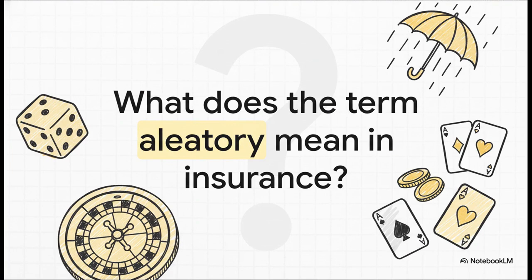Okay, first one. What does the term aleatory mean in insurance? Is it A, written by the courts, B, depends on an uncertain event, C, can only be canceled by the insurer, or D, requires equal exchange of value? Come on, you know this. Think back to that core idea.